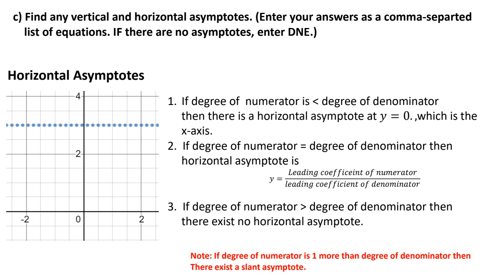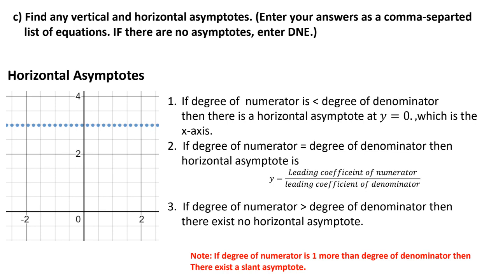Our second case is if the degree of the numerator is equal to the degree of the denominator, we will have a ratio for a horizontal asymptote. And our ratio would be given by this: y equals the leading coefficient of the numerator divided by the leading coefficient of the denominator. And the last case, if the degree of the numerator is greater than the degree of the denominator, there is no horizontal asymptote. But this is going to indicate that we're going to have a slant asymptote. But as far as a horizontal, we won't have any, if your problem asks if it has a horizontal asymptote.